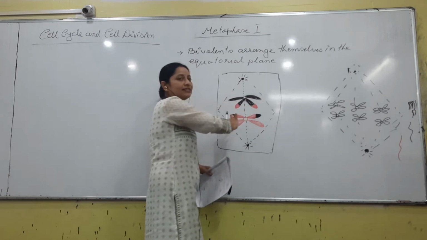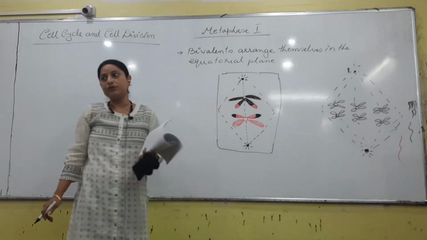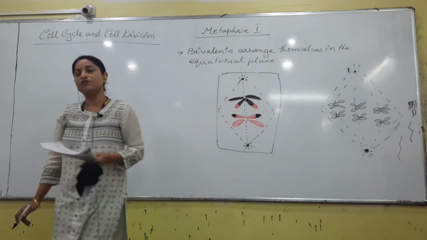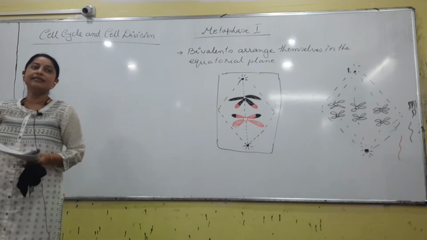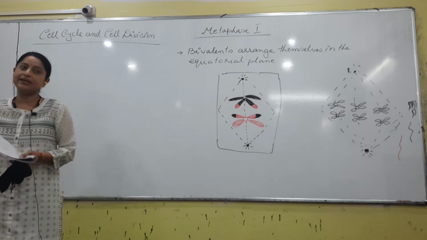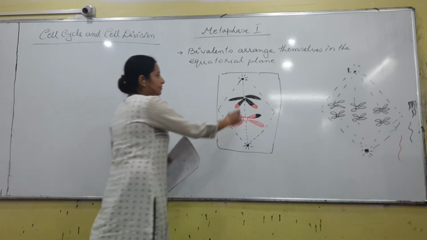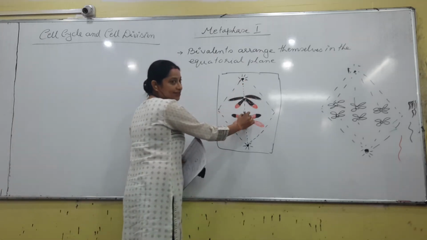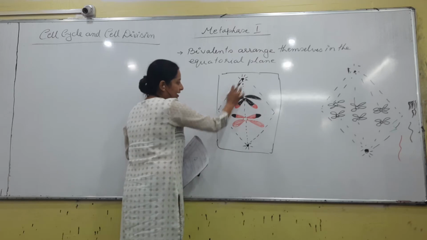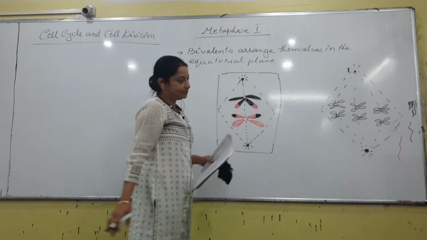And what is this? Nothing but the spindle fibers. Spindle fibers will form. I think you remember we have talked about the centriole, the astral rays, the continuous fibers, the discontinuous fibers, etc., right? So if you are talking about this, this is the discontinuous fiber, because it is broken here, and these are the continuous fibers.